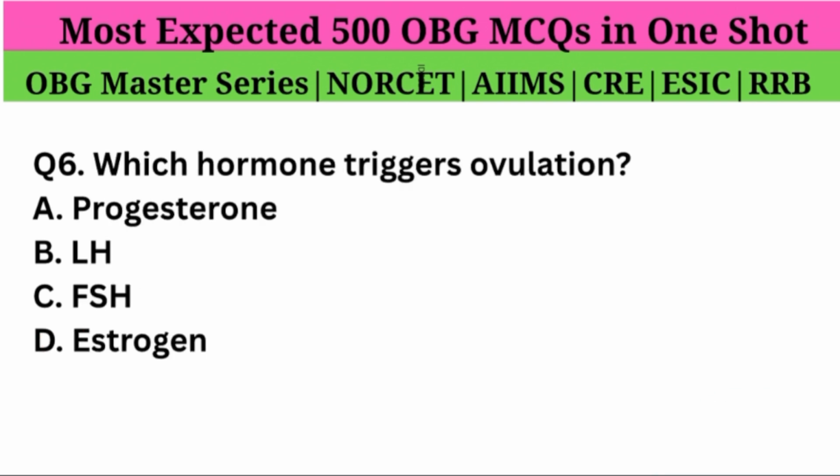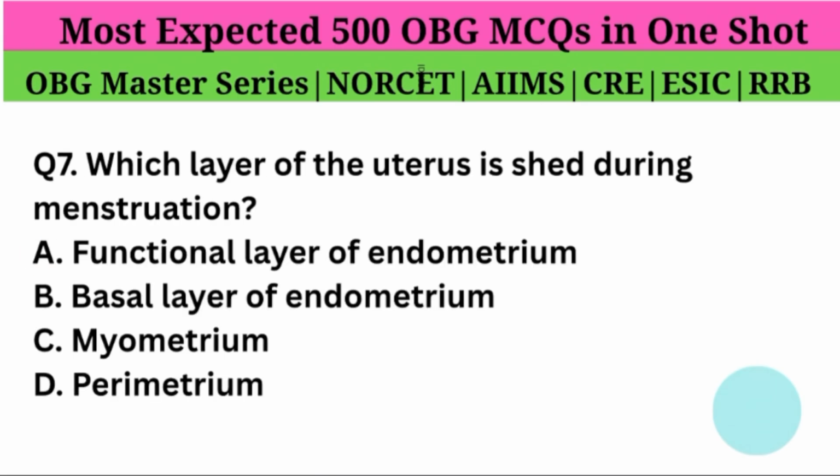Question number 6. Which hormone triggers ovulation? Your correct option is option B, LH. Next question. Which layer of the uterus is shed during menstruation? Your correct option is option A, functional layer of endometrium.